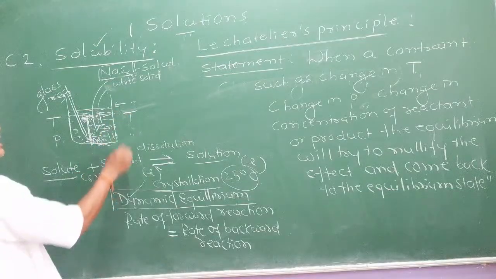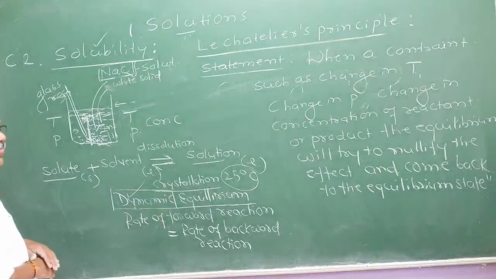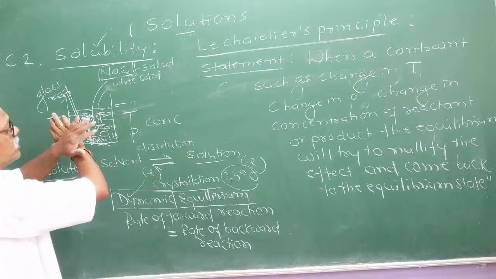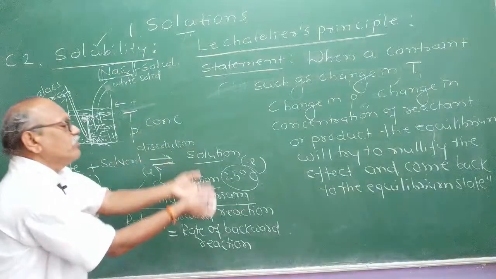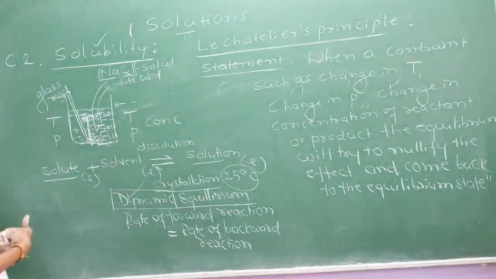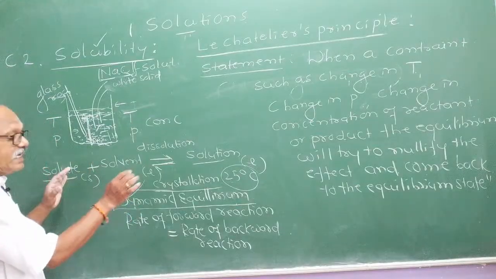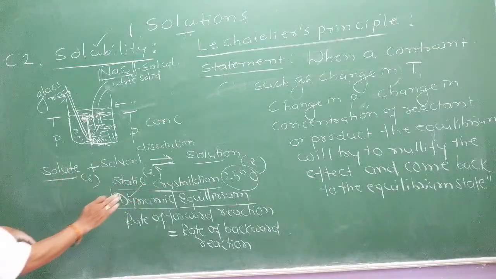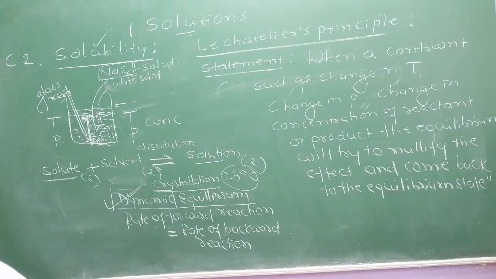Temperature will remain constant, pressure will remain constant, concentration will remain constant at the equilibrium. But for an observer, the reaction appears to be stopped. It is not stopped. It is taking place in both the forward direction as well as the backward direction at the same rate. Therefore, we say that it is not static. Static means stopped. The reaction is not static. It is dynamic. Such an equilibrium is called dynamic equilibrium. I hope you are getting me.